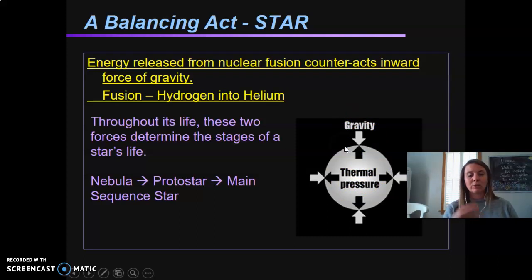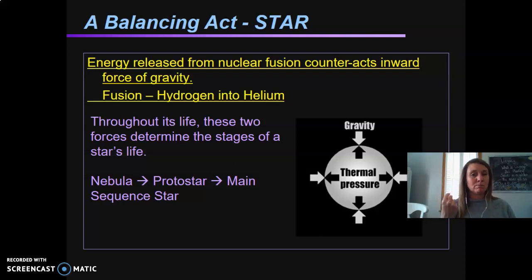And we once again call that fusion, and that's hydrogen into helium. And when we have fusion happening and gravity happening, we have a star that is on the main sequence. Now, depending on its mass is going to depend on how long it's going to stay on the main sequence.